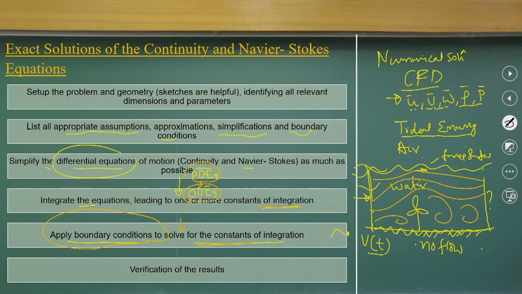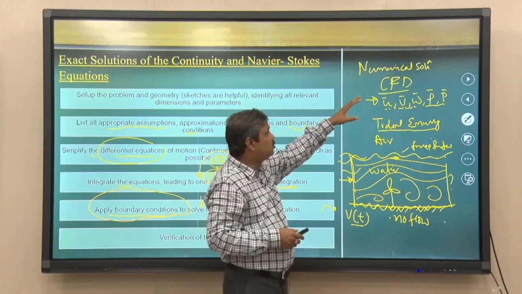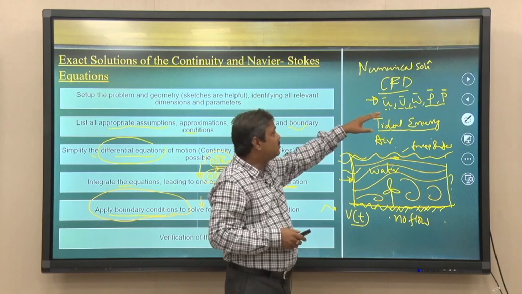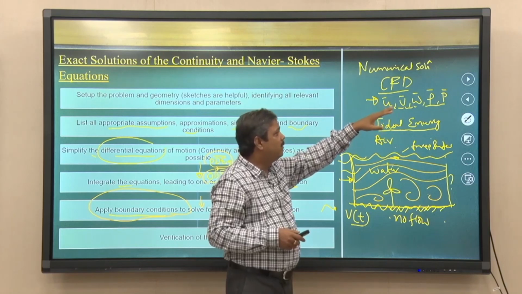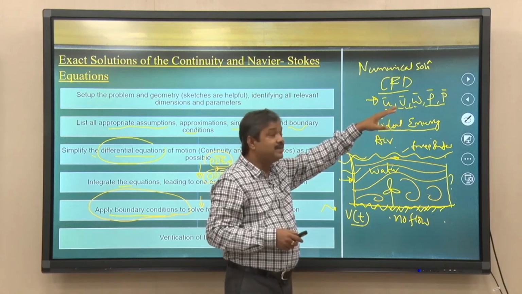By applying these boundary conditions we can get the constants, that is, the solutions. Okay. So, if you look at that as a summary, I can say that when you use CFD, computational fluid dynamics tools, we get the approximate field of U, V, W and the density and the pressure.